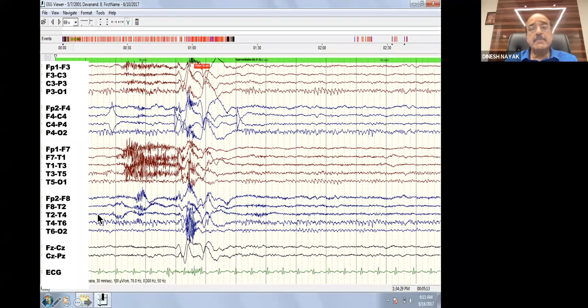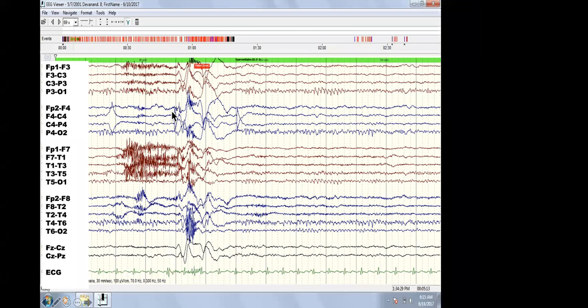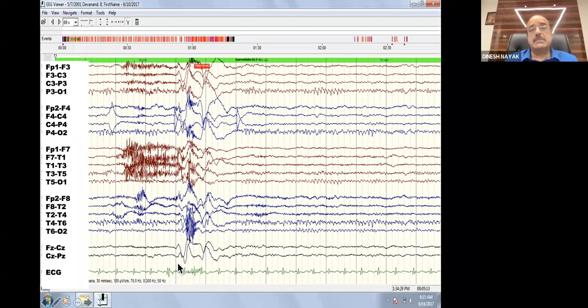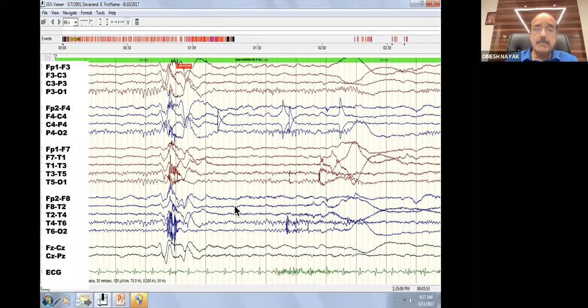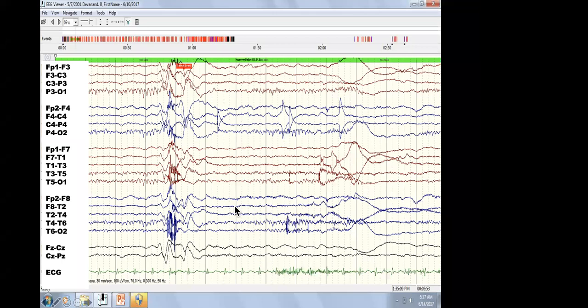Then after some time, after some 15 or 18 seconds, there's another burst. Then again, nothing. Background is normal. So when you see this, these could be isolated bursts, random bursts.